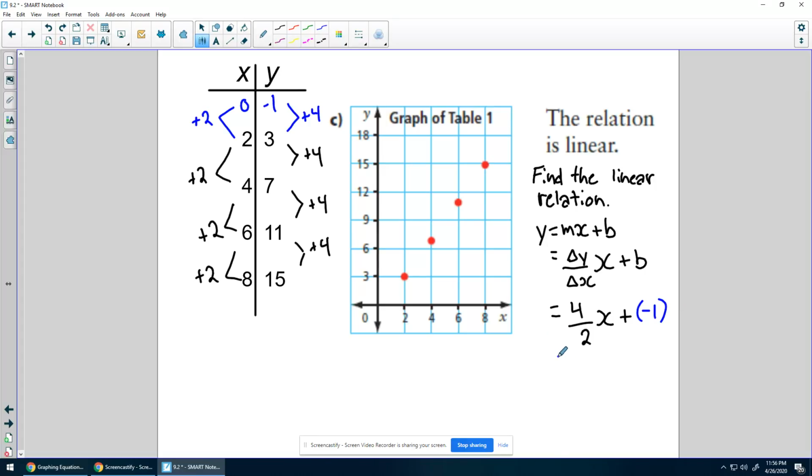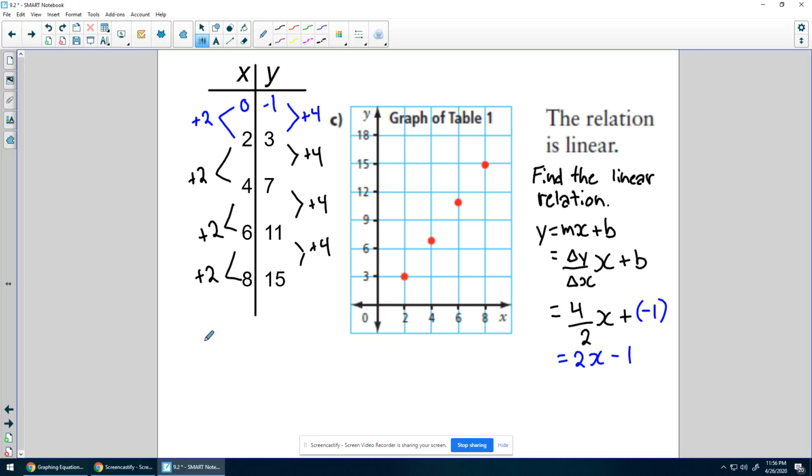Now let's rewrite this using simplification. 4 divided by 2, 2. X stays. We're going to add -1. So that's just like saying minus 1. So that is our linear relation.